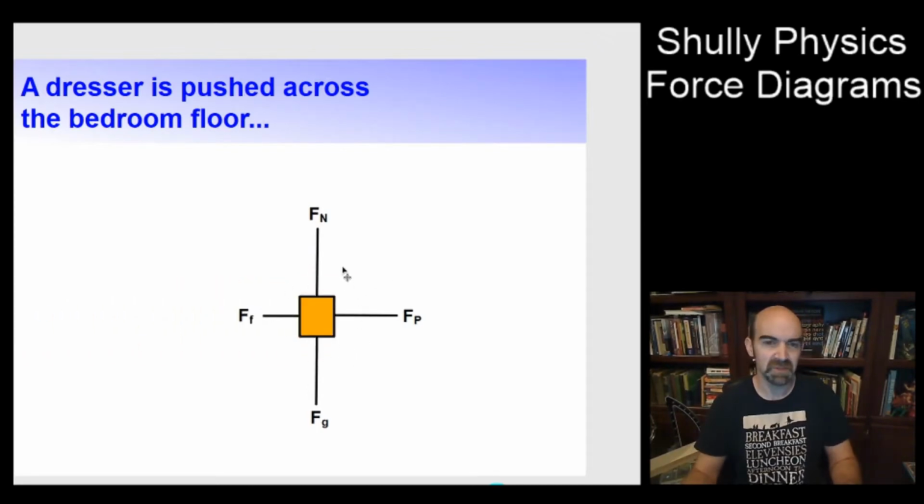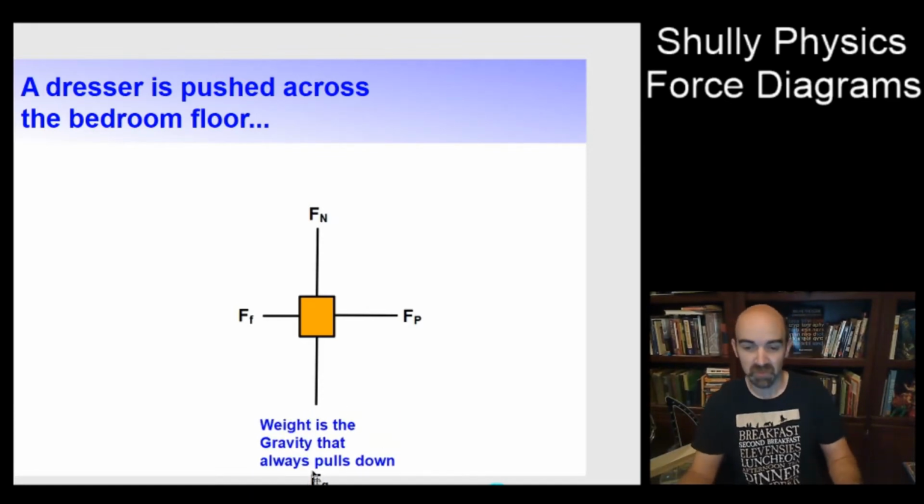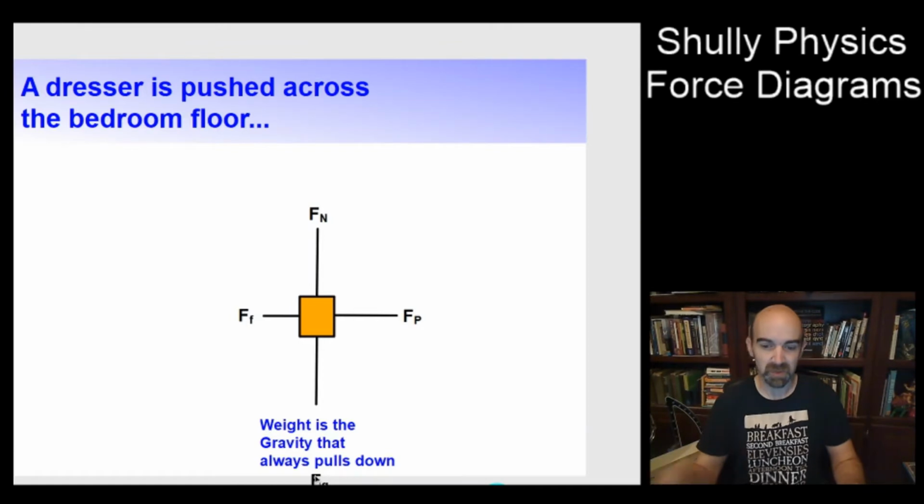So generally, if you've got something that is not rolling, you'll draw a box. This is a dresser. If it is something that does roll, you might draw a circle. So here we have our dresser. Now, there are forces that we're labeling around it. Pulling it down, what do you think that force is? Fg, force due to gravity. And force due to gravity is also called weight. Weight is that gravity that always pulls downward. So in addition to this line, we can add an arrow to that end to show it's a downward kind of force.